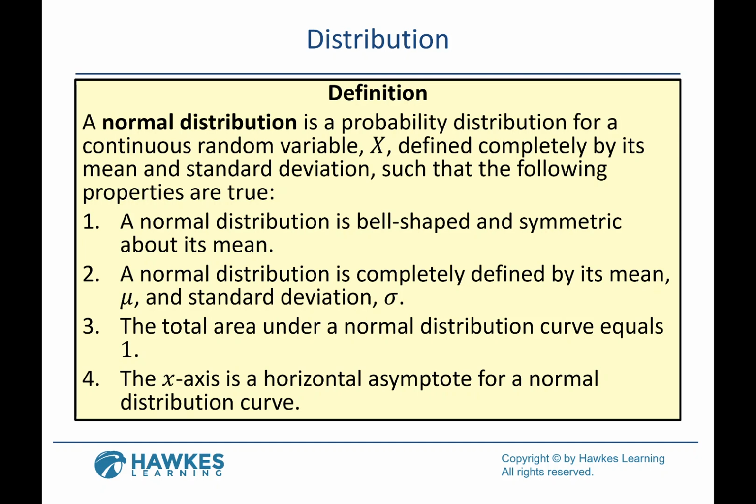So number 1 is a nice property. It says a normal distribution is bell-shaped. We've seen those some, right, with the empirical rule. And symmetric about its mean, that just is saying that the mean is going to be in the middle. And if you look on each side of the mean, it looks like a reflection of the other side. So bell-shaped and symmetric, that's the short version of that.